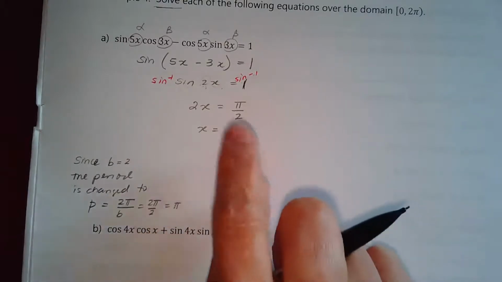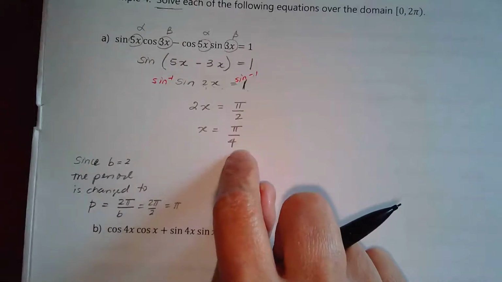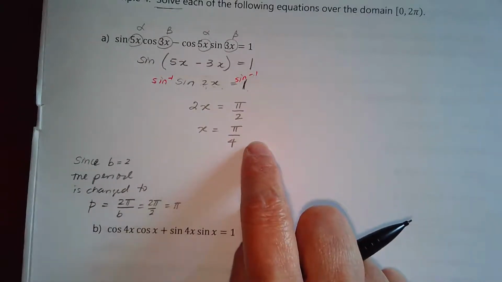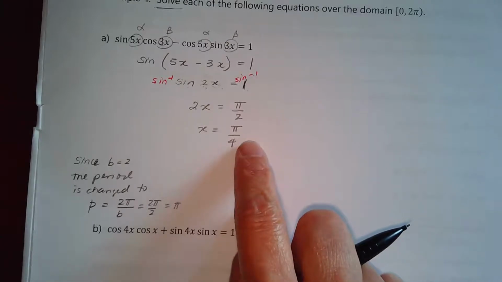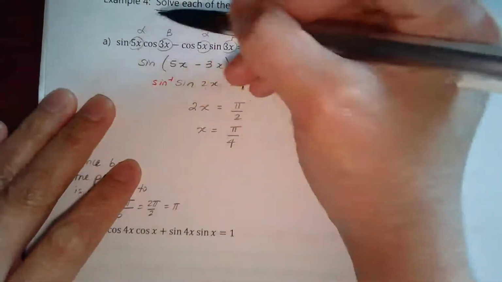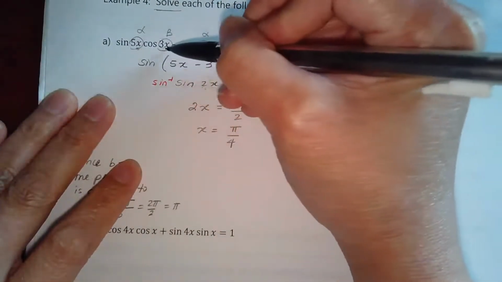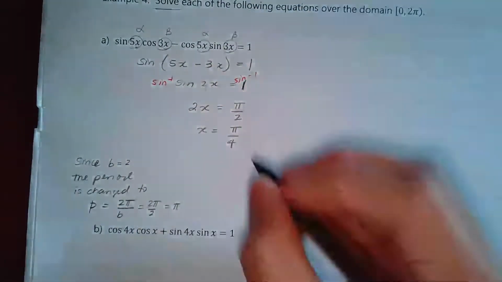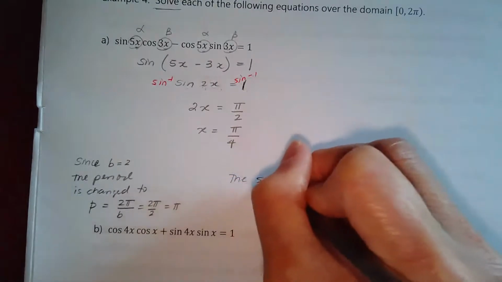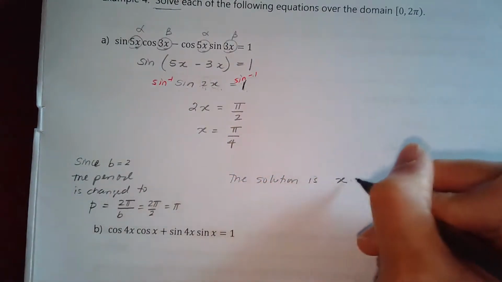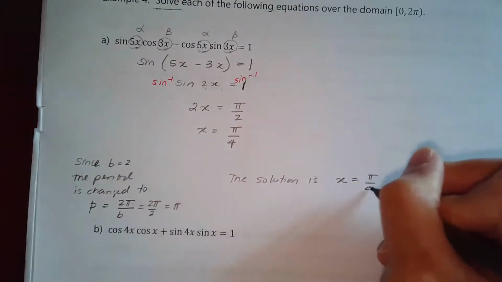Okay, so the answer is going to be pi by 4. So that means this x here is really pi by 4. So the solution is x equals pi by 4.